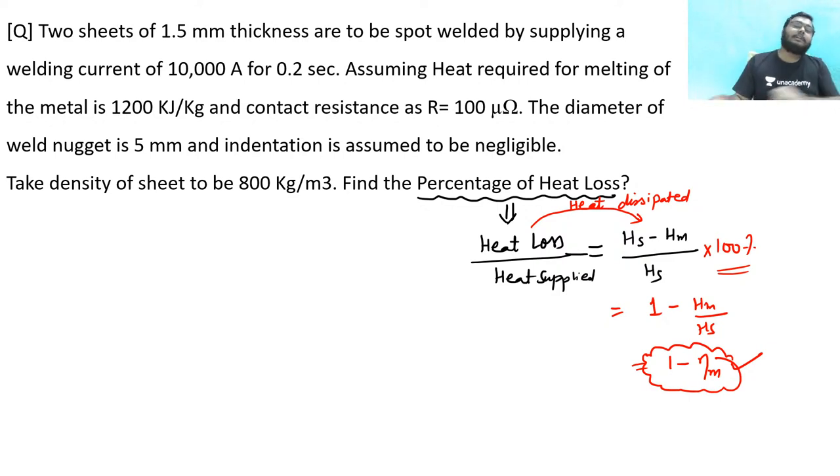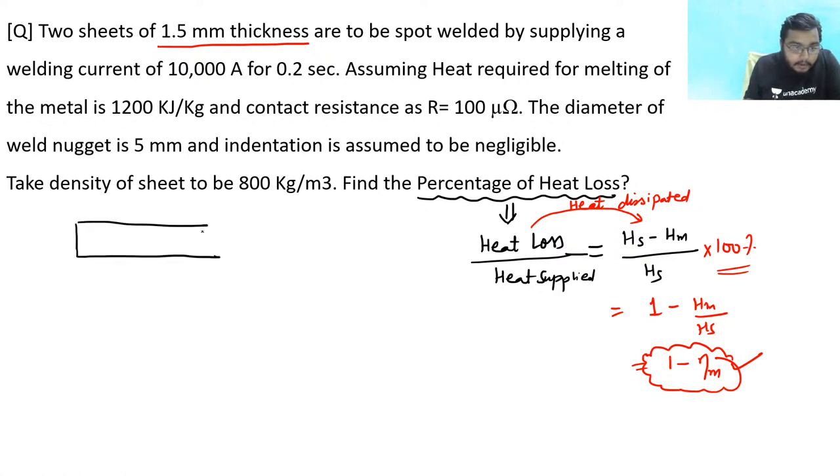Currently we are solving the resistance welding problem. So kindly solve this problem and tell me the answer. See, two sheets of 1.5 mm thickness. Suppose that I am having two sheets. The same problem is there again. So this sheet is having a 1.5 mm thickness. Clear?